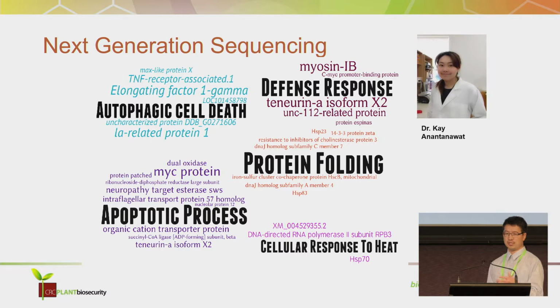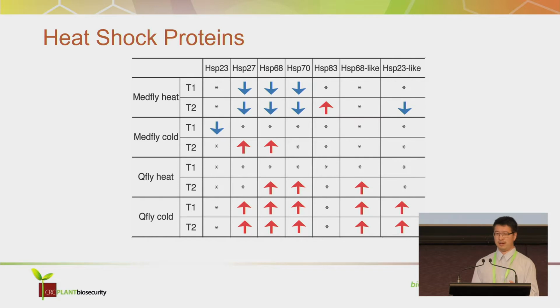And we also got the results for the medfly cold treatment, Q-fly heat treatment, and Q-fly cold treatment. So very interestingly, we found 7 genes related to heat shock proteins. And heat shock proteins are already studied in many other organisms. They relate to the response to different stressors, of course, including the temperature stressors. That's where their name comes from. And they're also involved in protein folding.